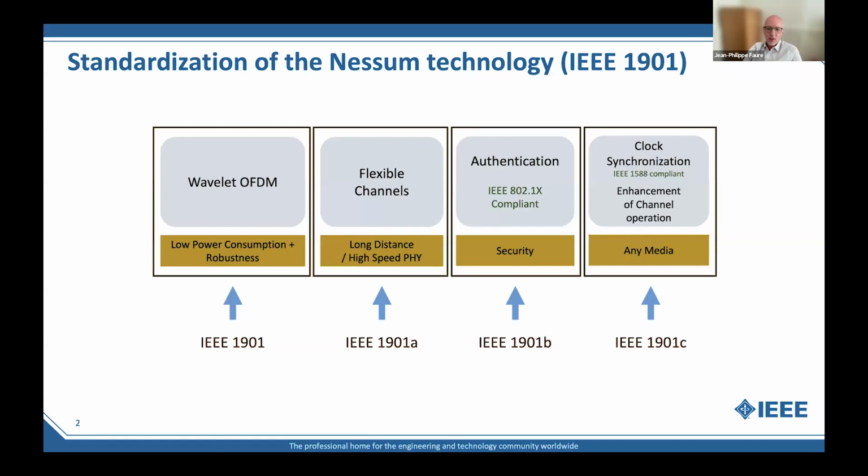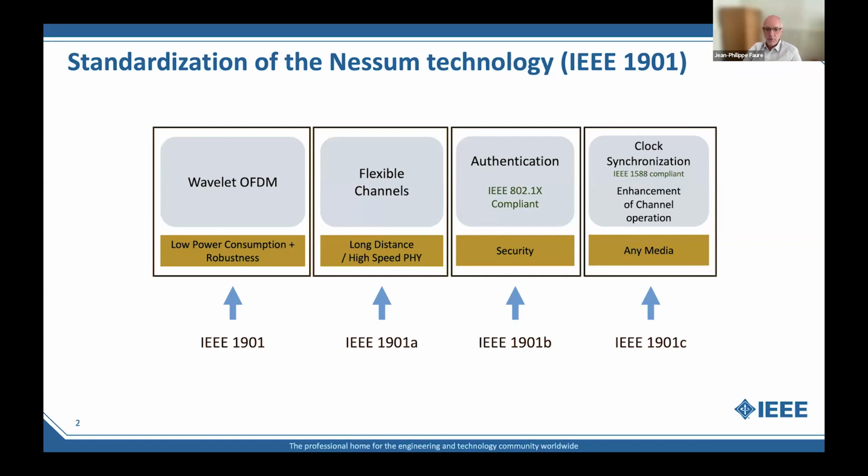So 1901 is a kind of long story. It started years ago with the approval of IEEE 1901. It was the base standard, developing wavelet, so low power consumption and robustness. Then we developed an amendment, 1901A, to increase the distance and the speed, or either or. And we introduced the flexible channels, and I will explain quickly.